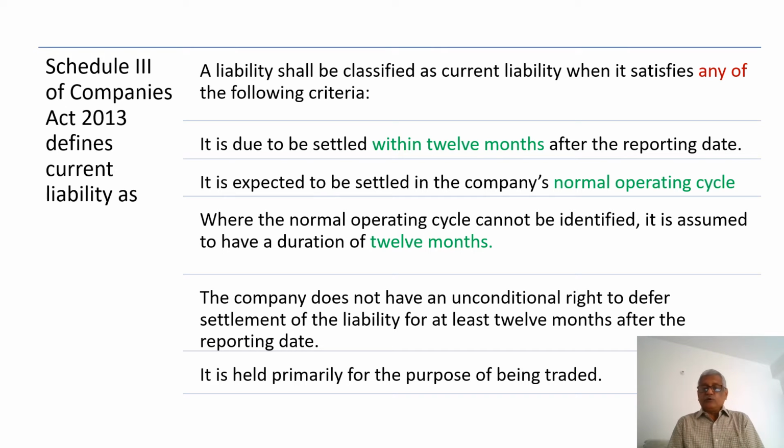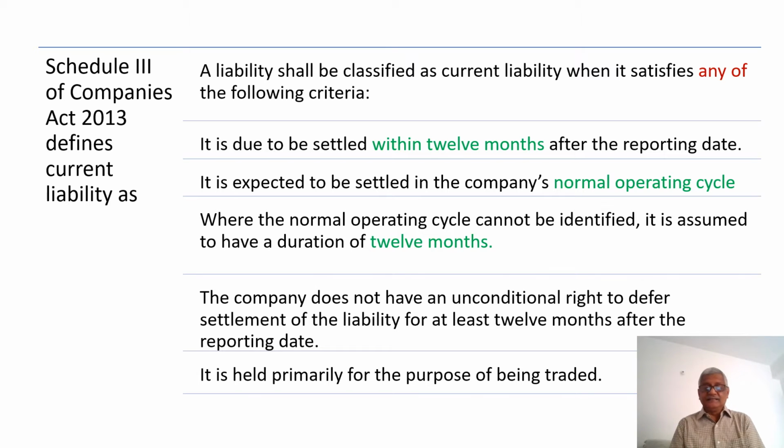Where the normal operating cycle cannot be identified, it is assumed to have a duration of 12 months. Suppose we are finding it difficult to ascertain what exactly is the operating cycle, either in terms of months or in terms of days. If it cannot be done, it is assumed that the operating cycle is 12 months. That is the maximum period for operating cycle accepted as per the Companies Act 2013.